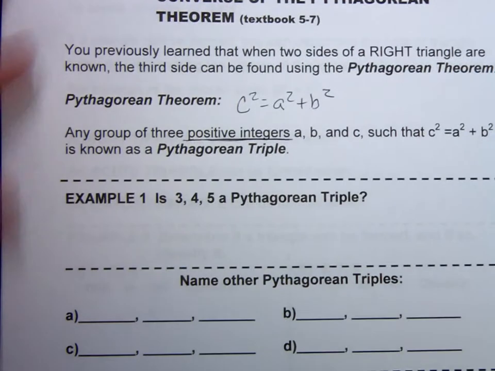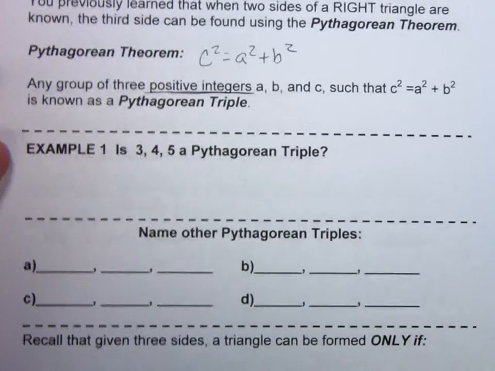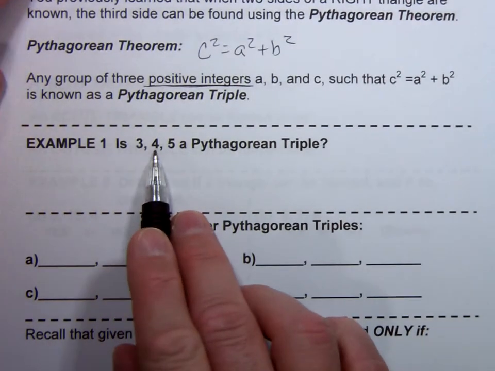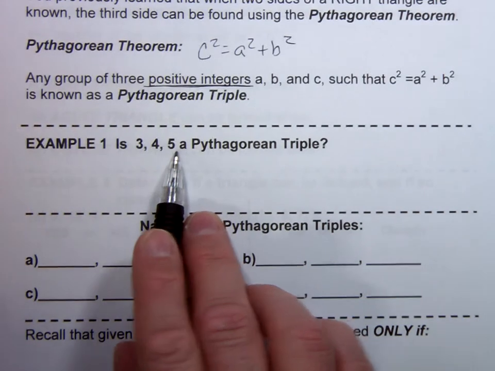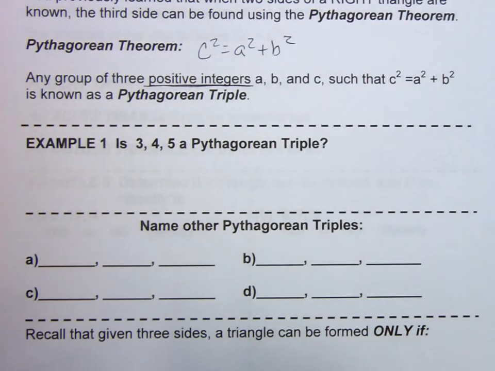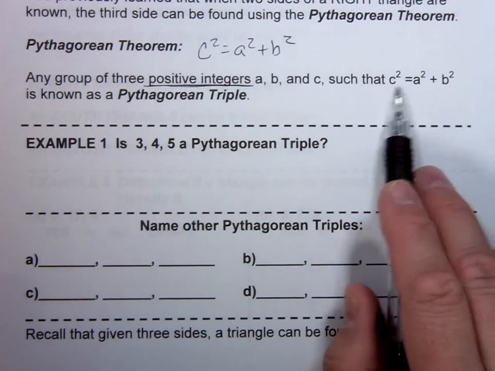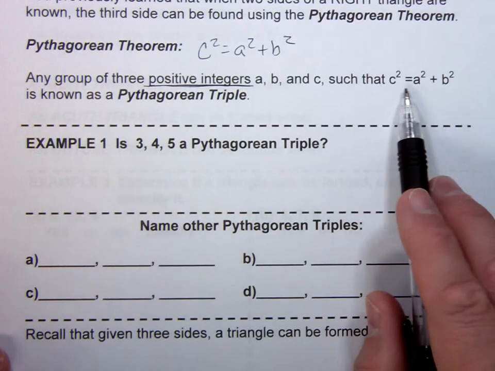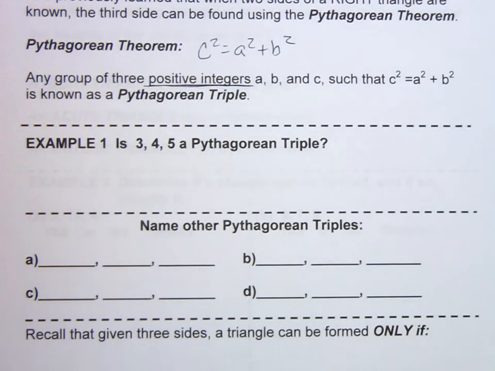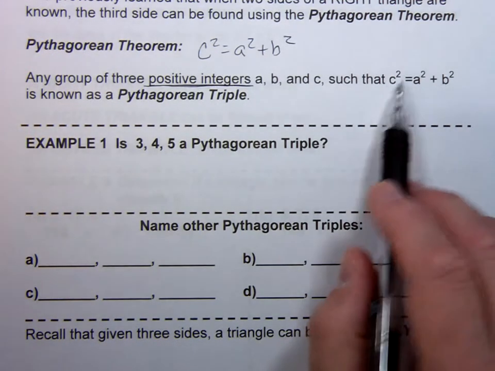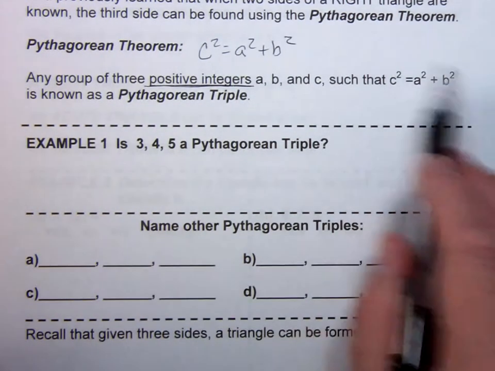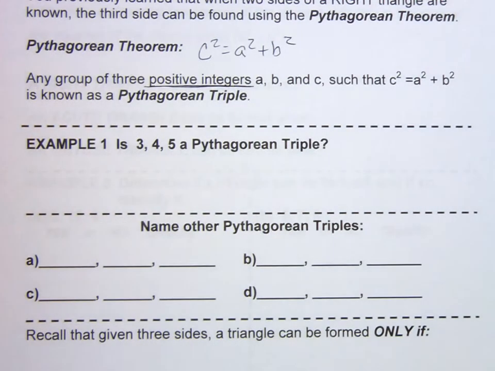Alright, so is 3, 4, 5 a Pythagorean triple? Well, what we would do, first off, you'd look at the numbers. Are they all positive integers? Yes, they're all positive integers, so that checks out. So the other thing you've got to check is, does it work for the Pythagorean theorem? Now remember, in a right triangle, the hypotenuse is always the longest side. And remember in the Pythagorean theorem that c is always the hypotenuse. So when you plug the three numbers into the Pythagorean theorem to see if it works, make sure you always put the largest number in for c.